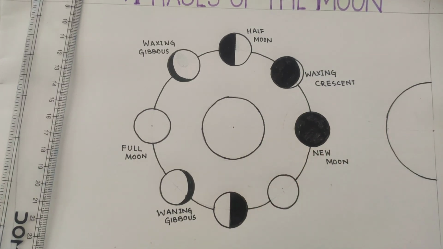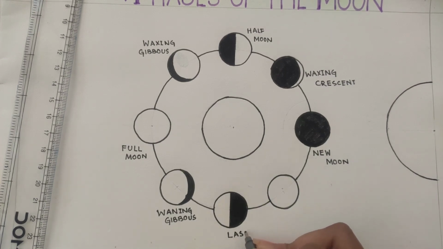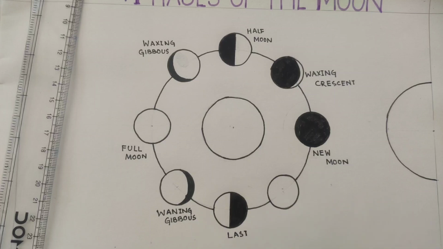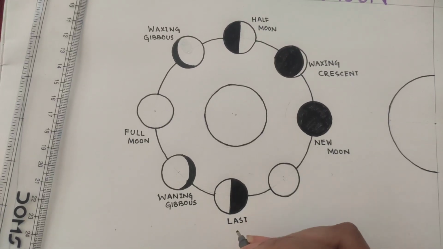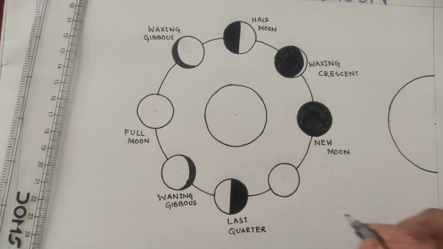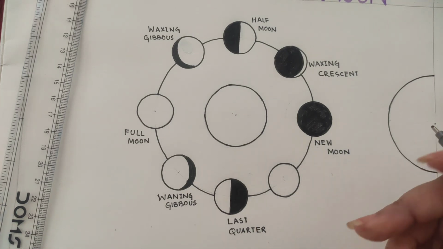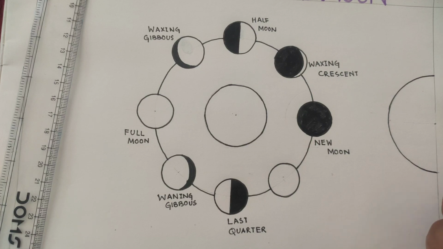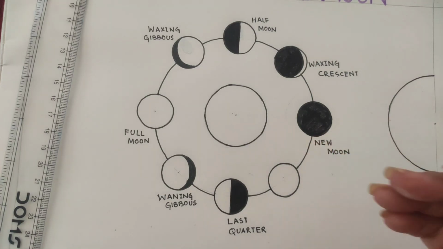Okay, this is your last quarter. Last quarter. Let me just lift it up. Quarter. Q-U-A-R-T-E-R. Then what comes after the last quarter? That is your waning crescent. The last crescent moon before your new moon.